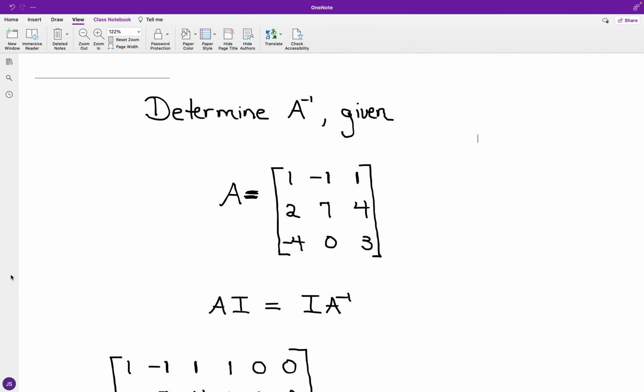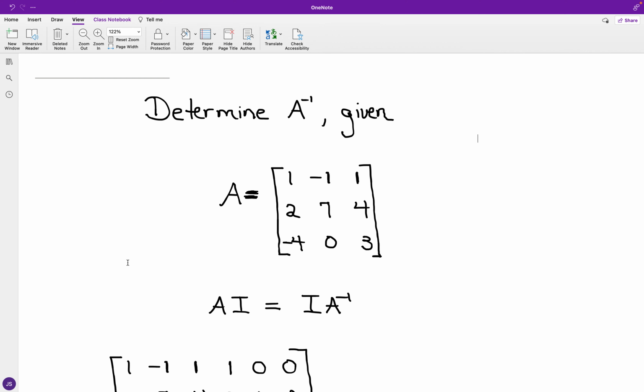Looking at determining the inverse of a 3 by 3 matrix, again, for a matrix to be invertible, among the characteristics is that the number of rows should be the same as the number of columns. Here, for the given matrix A, we have 3 rows and 3 columns, thus A is a 3 by 3 matrix.